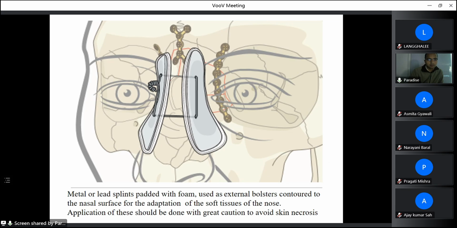Now, another thing is a malleable lead splint padded with foam, used as an external bolster contoured to the nasal surface for the adaptation of the soft tissue of the nose. Application of this should be done with great caution to avoid skin necrosis.